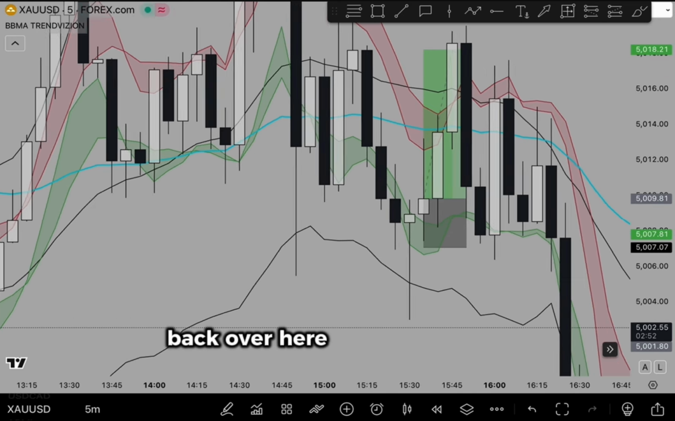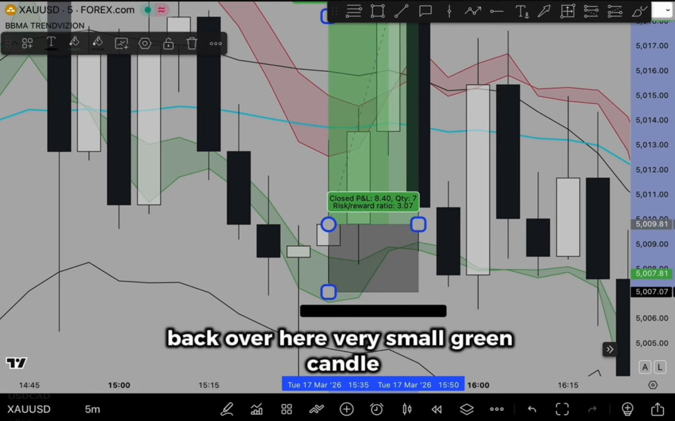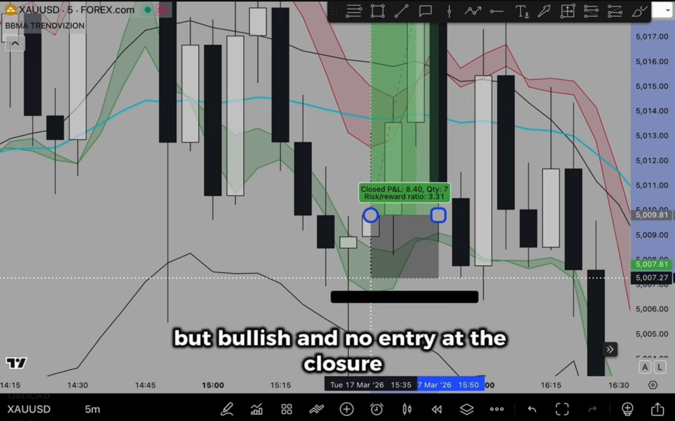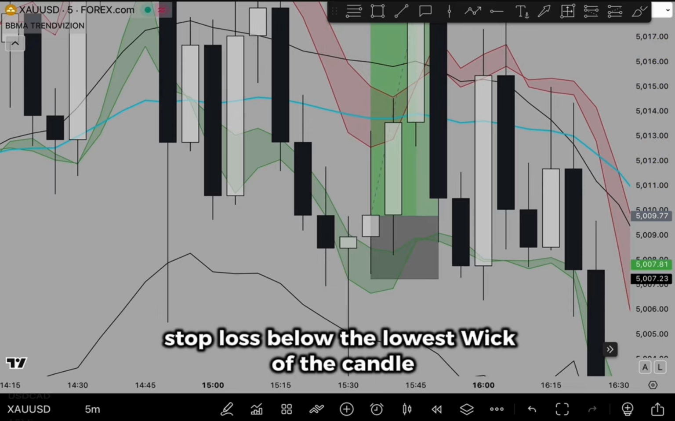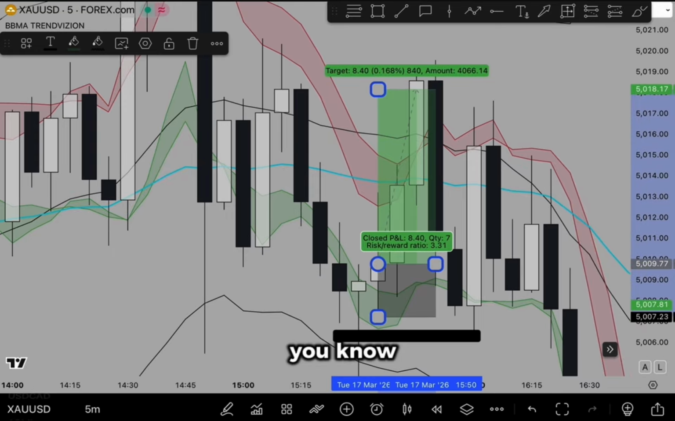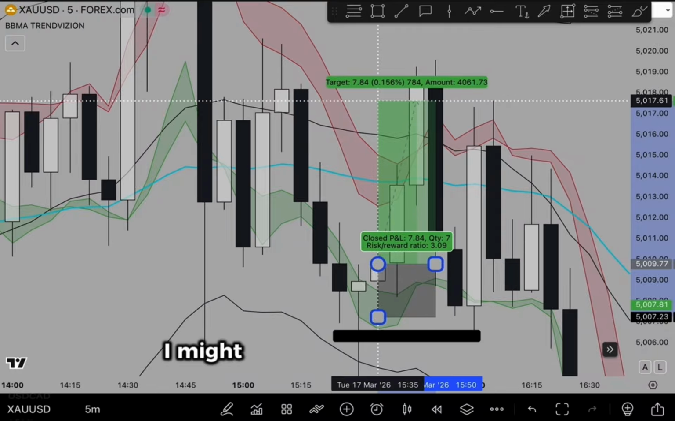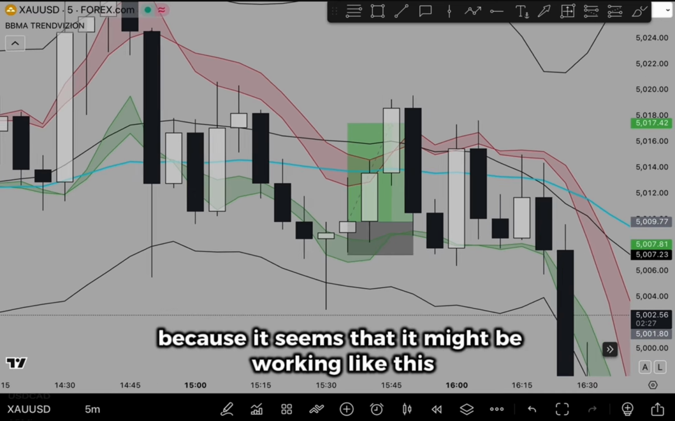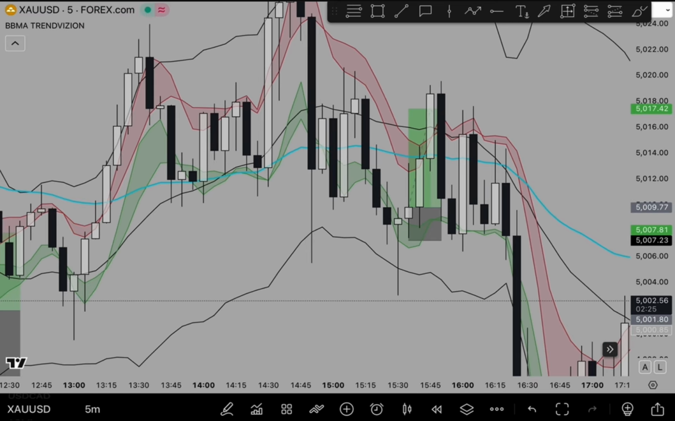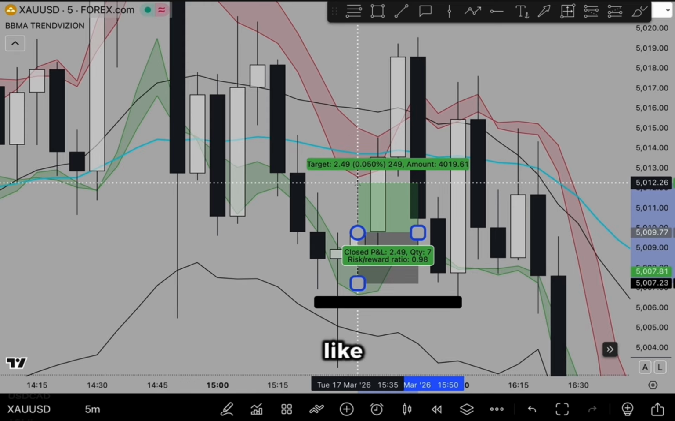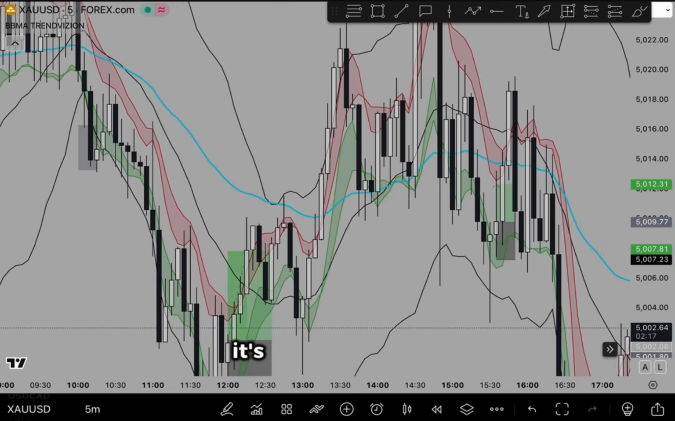Back over here, a very small bullish candle. Entry at the closure, stop loss below the lowest wick of the candle that closed bullish. And since it's a small one, I might go for 1 to 3 in the future, because it seems that it might be working like this. But yeah, the system is very simple. If you understand the indicator, it's very easy to spot.